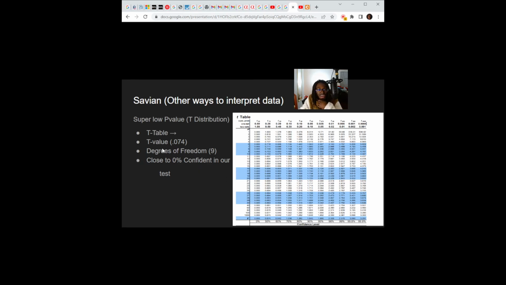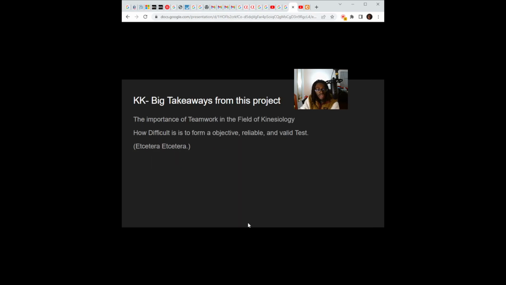So this is a main way, because you want to be 95% confident, right? And our test is almost 0% confident. Perfectly fine, but we're at an understanding, and we can explain why it is at like a 0 or close to a 0% confidence. Wrapping up, we've got KK, and what she's going to talk about is some of the big takeaways from the project.